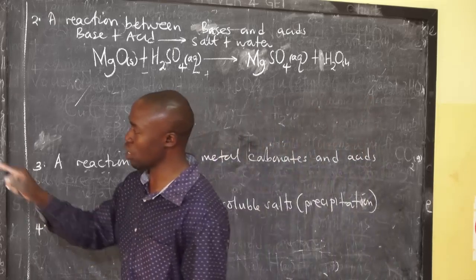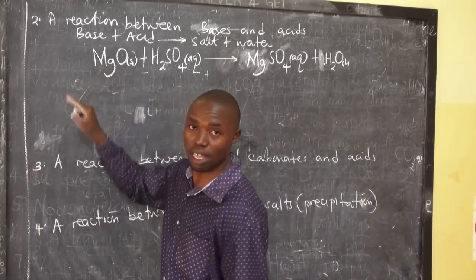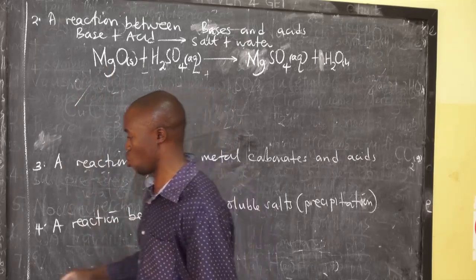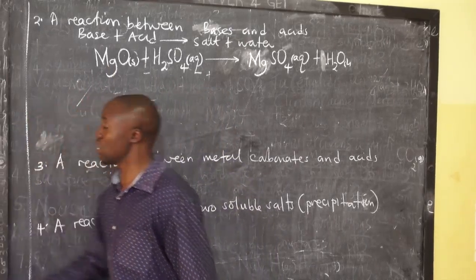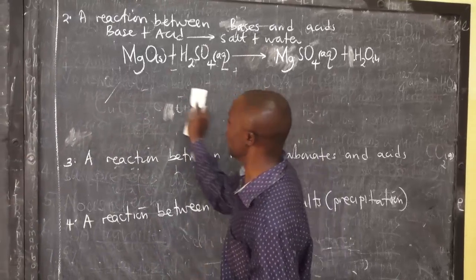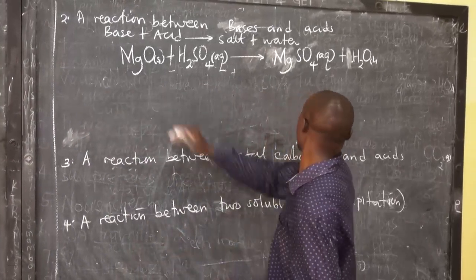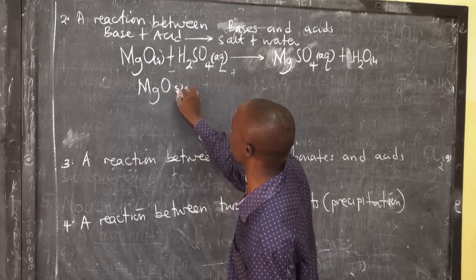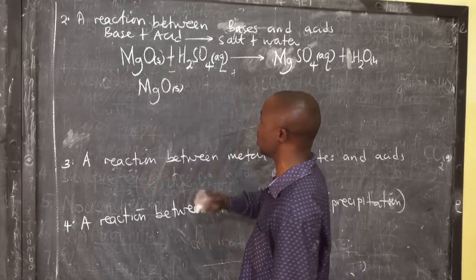Now let's look at, there is a rule, we say do not ionize a metal oxide. If you ionize it, the equation is going to be impractical. It will yield what we cannot obtain chemically. So we maintain the metal oxide as this. So magnesium oxide, don't ionize it. So you don't ionize oxides and metals.